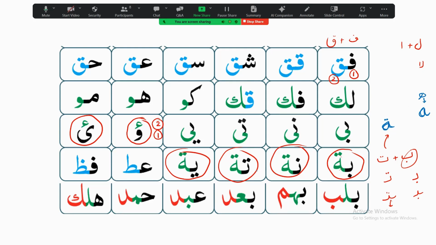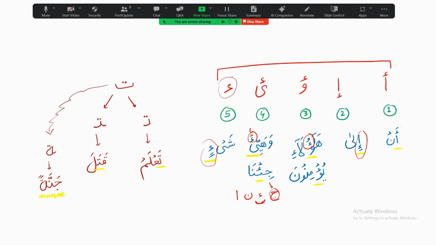So for now, some important points, right? I've placed it here as well. The ta comes at the start like this. In the middle, it comes like this. At the start, the example is ta'alam. In the middle, the example can be qatala. And at the end, you see this word jannatan. At the end of this word, there is the tan sound, which is a letter ta here.